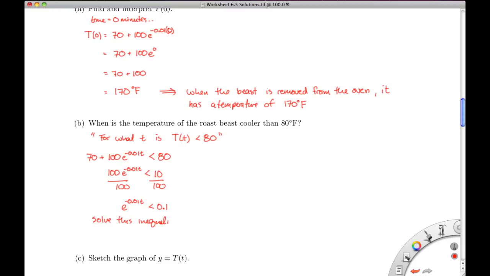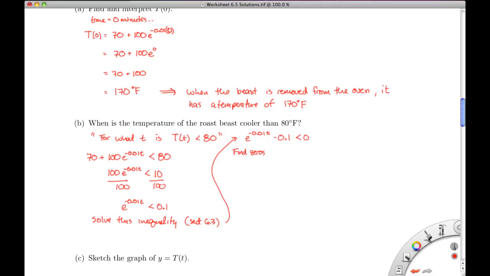And we can look to section 6.3, where we talked about exponential inequalities. If we think about what we do next, the first thing we want to do is get it to 0. So we've got e to the negative 0.01t minus 0.1 is less than 0. Then we're going to want to find the zeros.